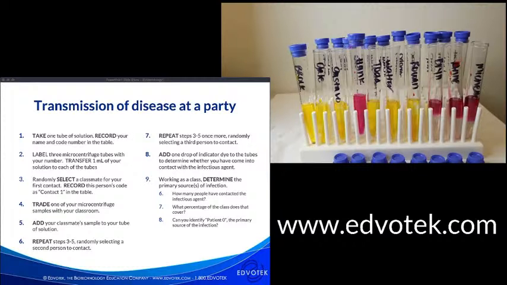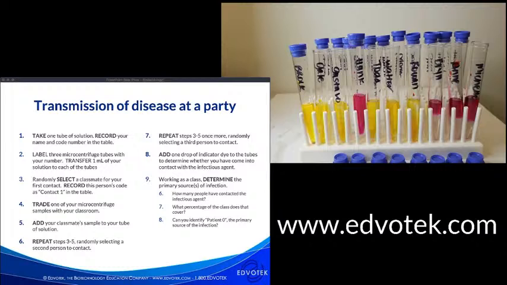You'd have to wait a couple days for that pathogen to get into your body and be able to reproduce. But again, this would give us a snapshot of what it would look like a couple days after this party. And so, we repeated these steps.